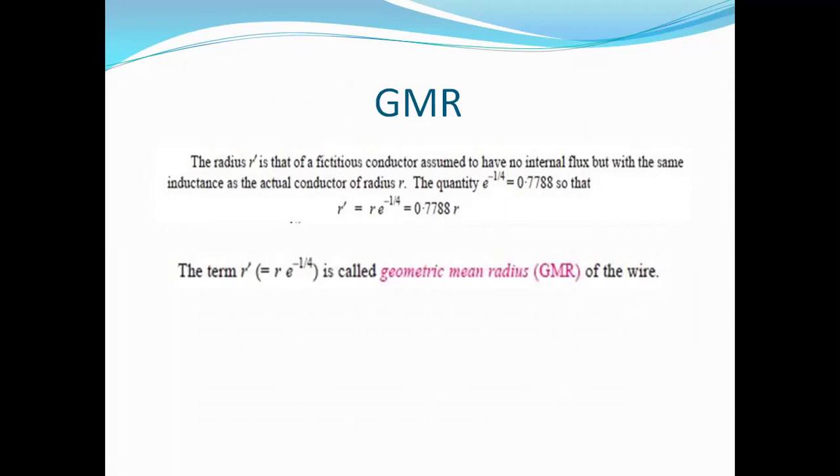The GMR is that of a fictitious conductor assumed to have no internal flux. That means it's a particular area of the conductor up to some radius, assumed to have no internal flux, but with the same inductance as the actual conductor of radius r. So that part, or you can say up to that radius, is called the geometric mean radius, GMR, of the wire.